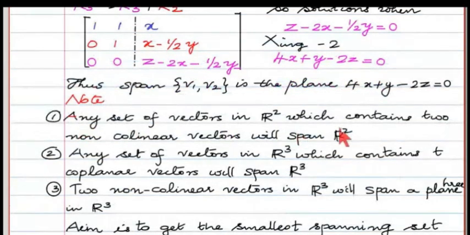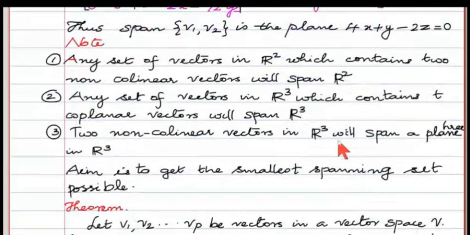Note, any set of vectors in R2 which contains two non-collinear vectors will span R2. Any set of vectors in R3 which contains 3 non-coplanar vectors will span R3. Two non-collinear vectors in R3 will span a plane in R3. So our aim is to get the smallest spanning set possible.